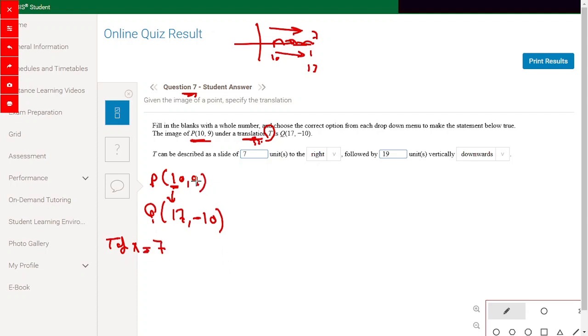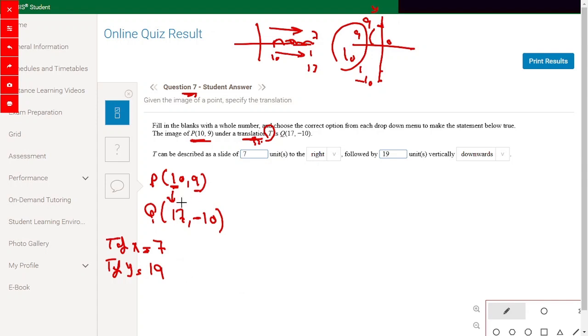Now for y, it was 9 and moved to minus 10. So let's draw it here. This is the y-axis. It was 9 and moved to minus 10. So how many units? From here to 0, it's 9, and 0 to minus 10 is 10. So it was 19. So the translation of y is 19.